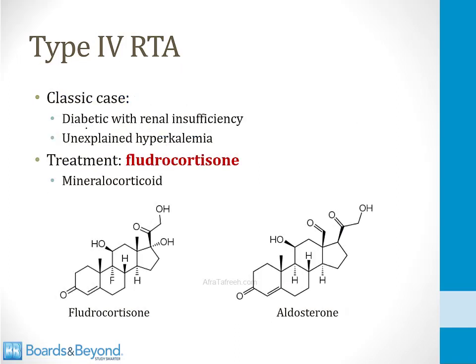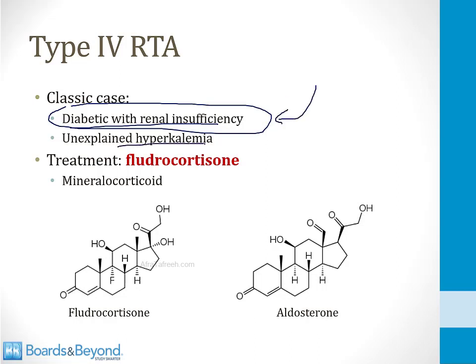So the classic case is going to be a diabetic with mild renal insufficiency. Most cases of type 4 RTA occur among these types of patients. Because of the renal insufficiency, they make a little bit less renin than normal. In addition, diabetes causes less renin production, and that leads to hyporeninemic hypoaldosteronism. So a patient like this who presents with unexplained hyperkalemia and a low serum bicarb probably has a type 4 RTA. And you can treat this form of RTA with fludrocortisone.